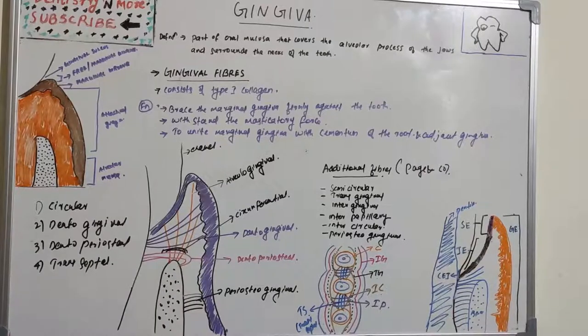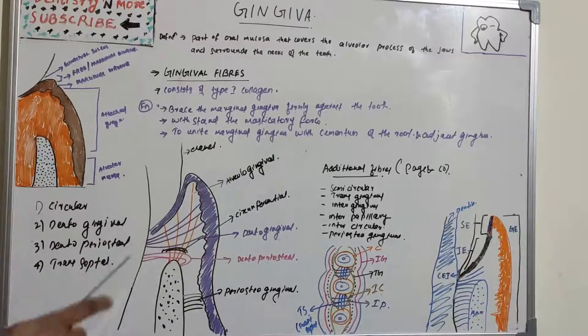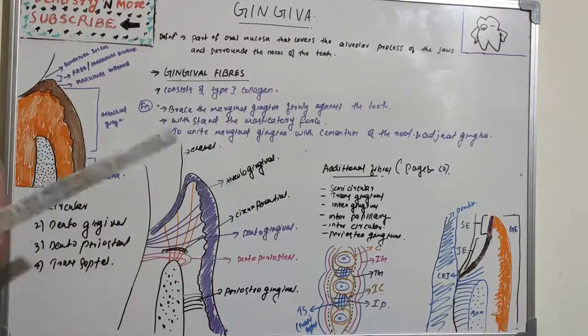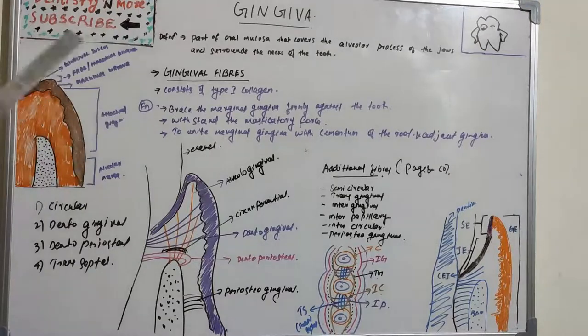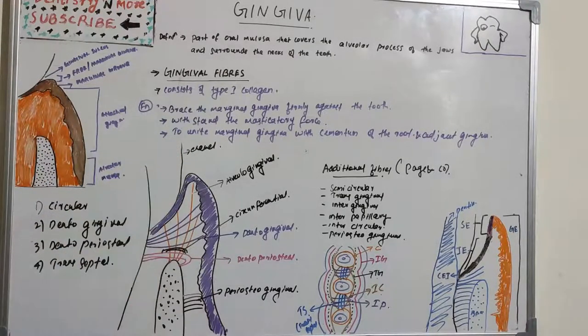So gingival fibers are basically collagen fibers, collagen bundles seen in the connective tissue of the gingiva, which are known as gingival fibers. It is basically type 1 collagen. The connective tissue of marginal gingiva, which is densely collagenous, contains a prominent system of collagen fiber bundles known as gingival fibers, consisting of type 1 collagen.